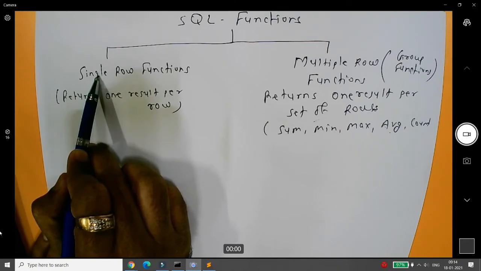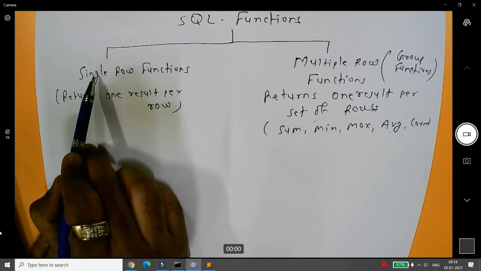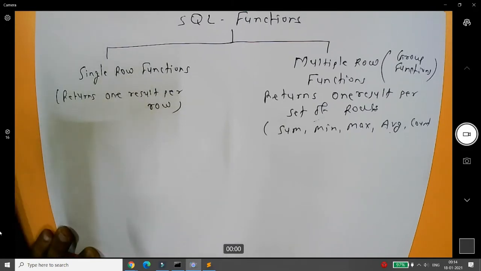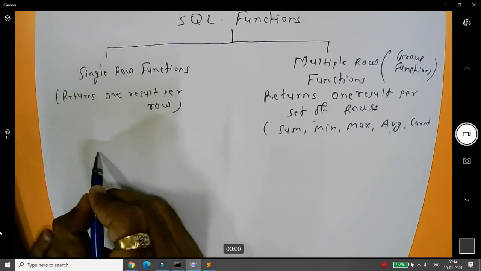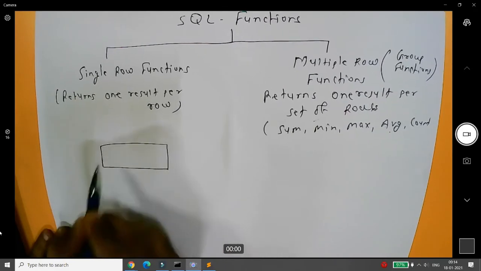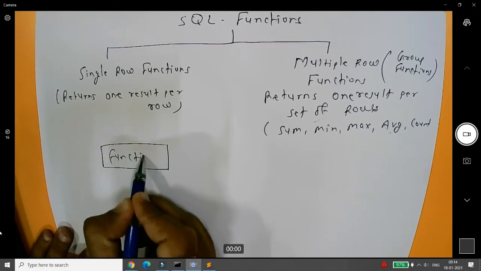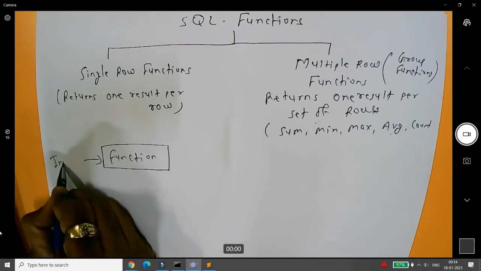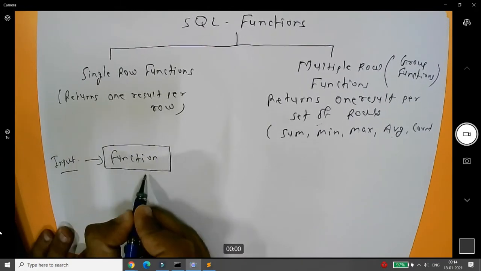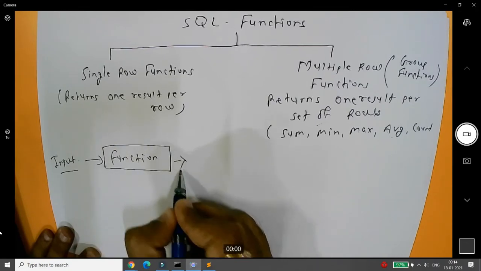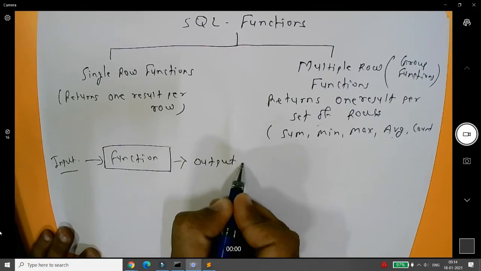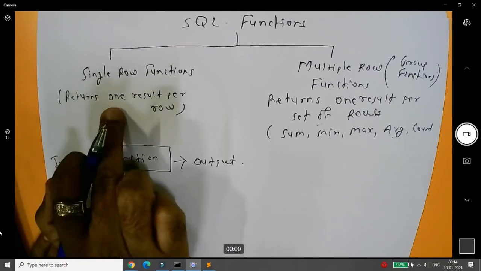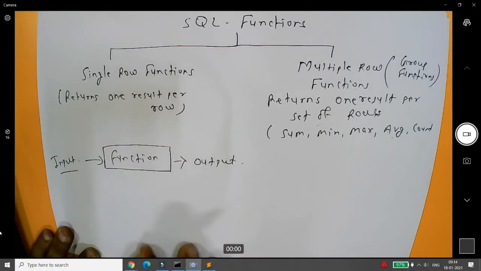You need to understand how single row functions work. It is very simple. It will take one input and produce one output. You can say this is the function, there will be a simple input, your input will be processed by the function, and you will get the output. So this is what a single row function is. It returns one result per row.